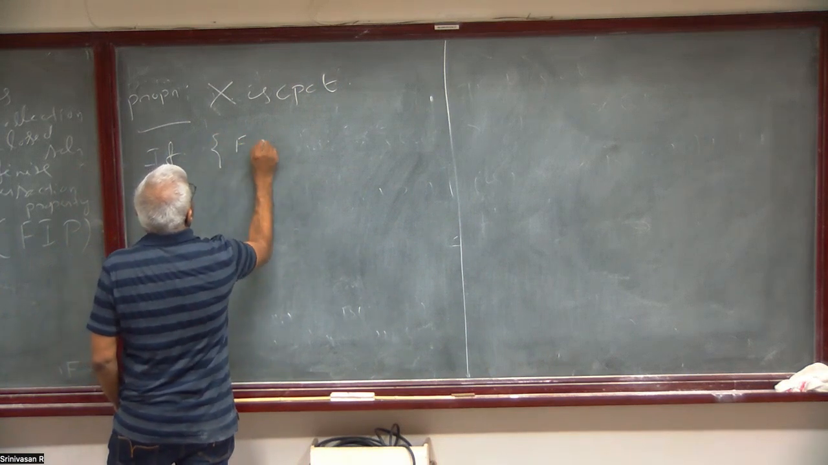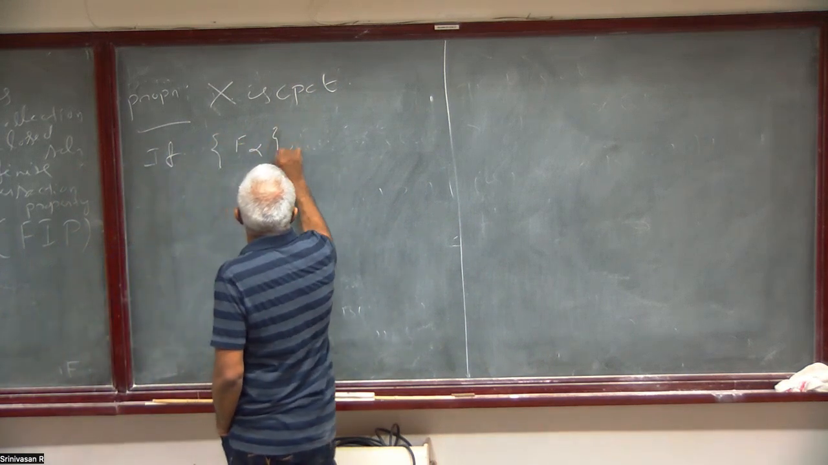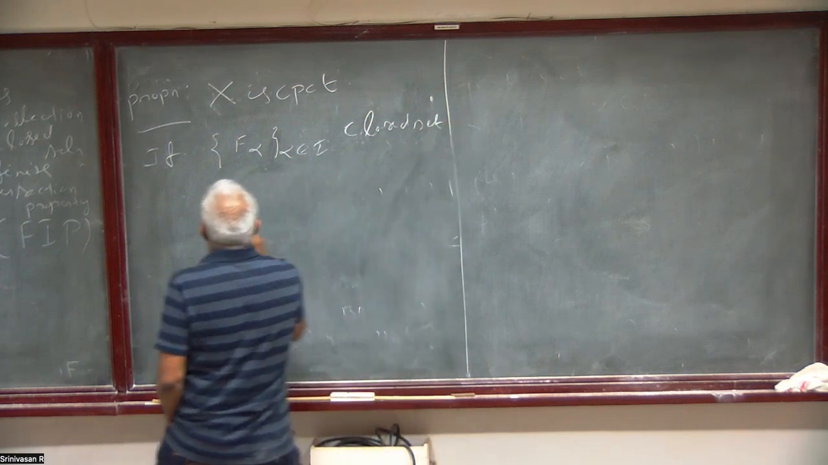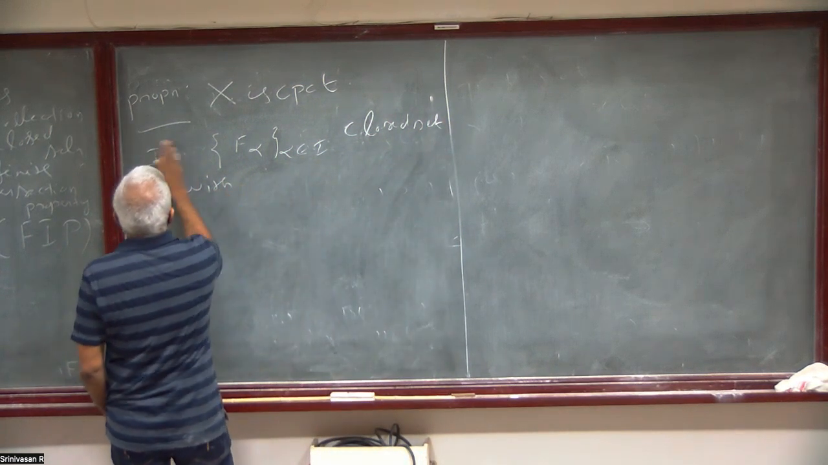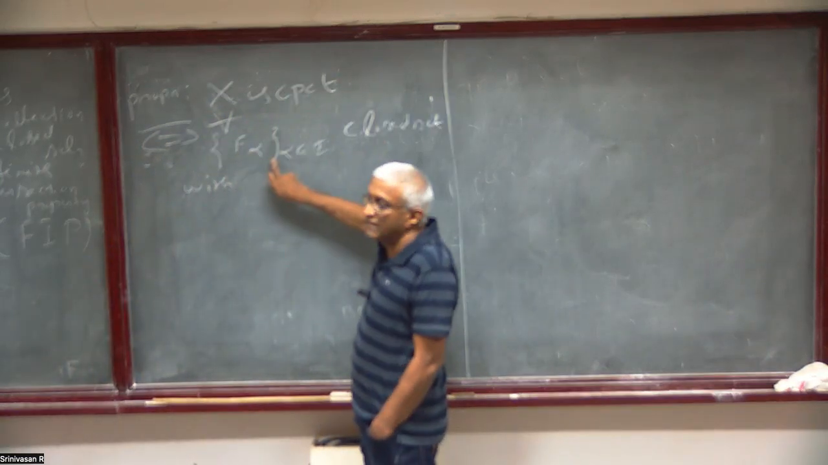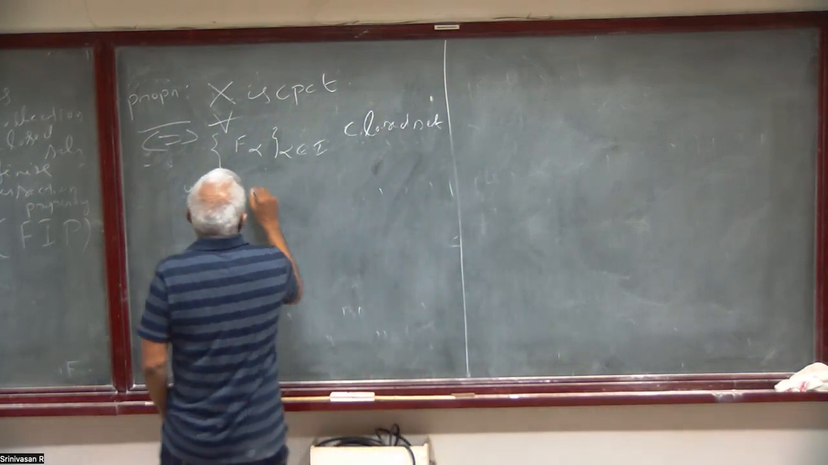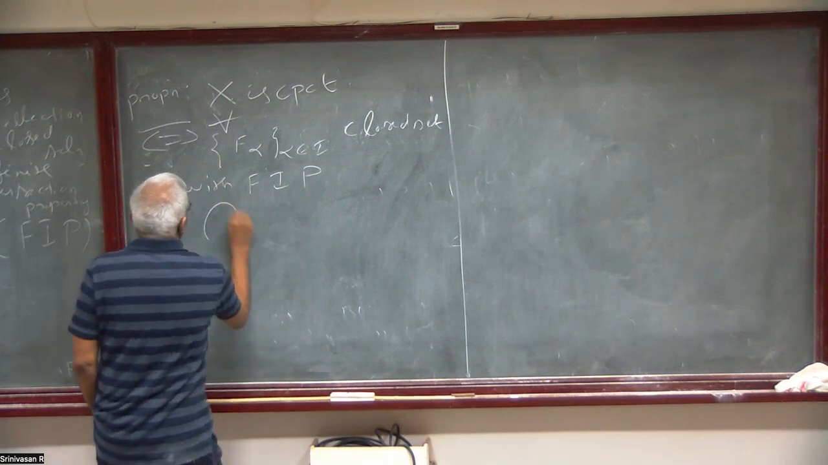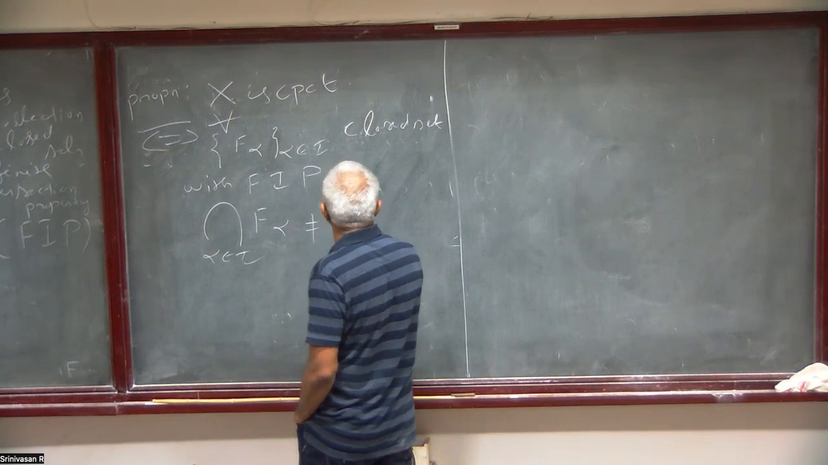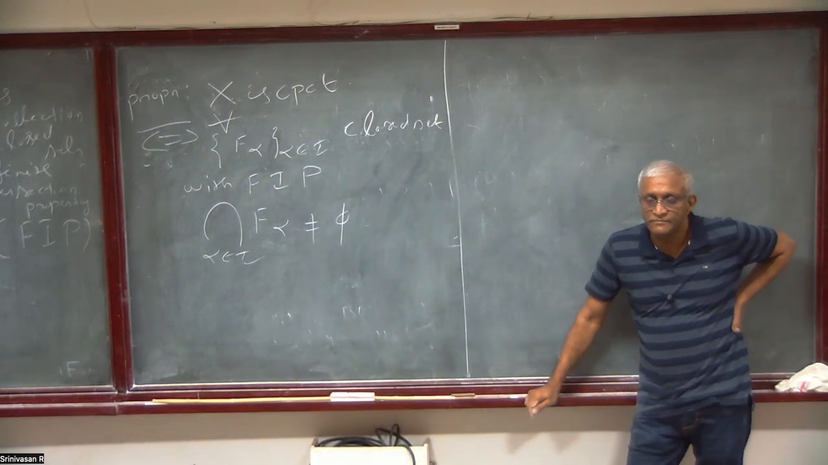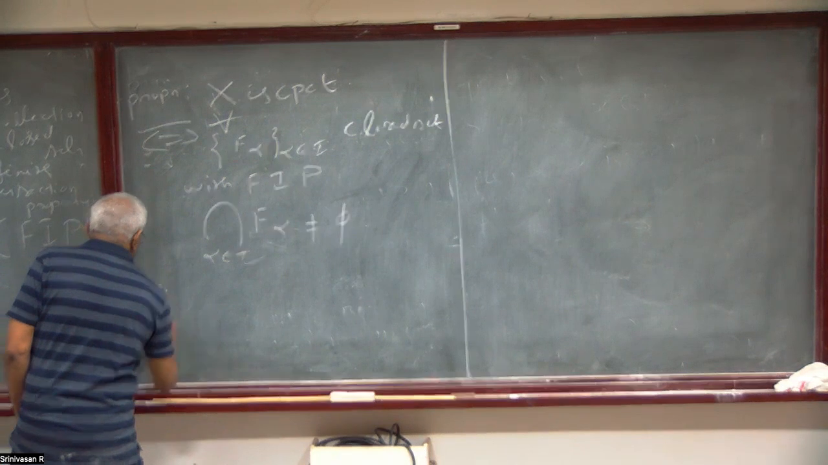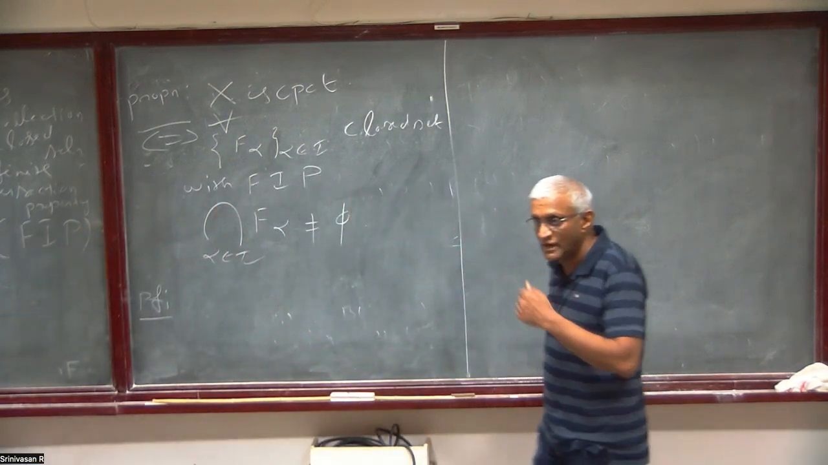If F alpha, alpha in I, is a collection of closed sets with finite intersection property. Now, this is equivalent to: for all X compact, for all F alpha, a collection of closed sets with finite intersection property, the intersection of F alpha is also non-empty. Is it clear? Do we have to prove it?